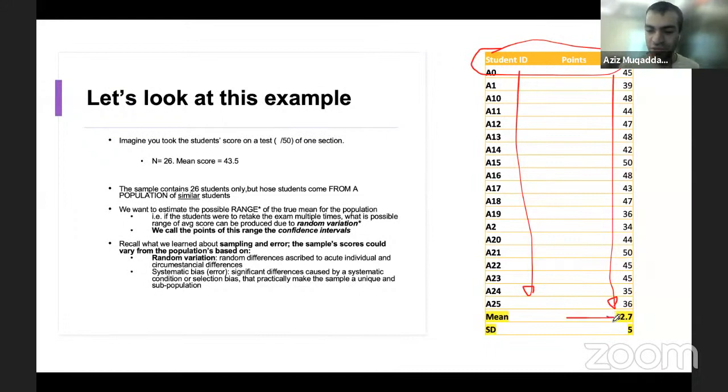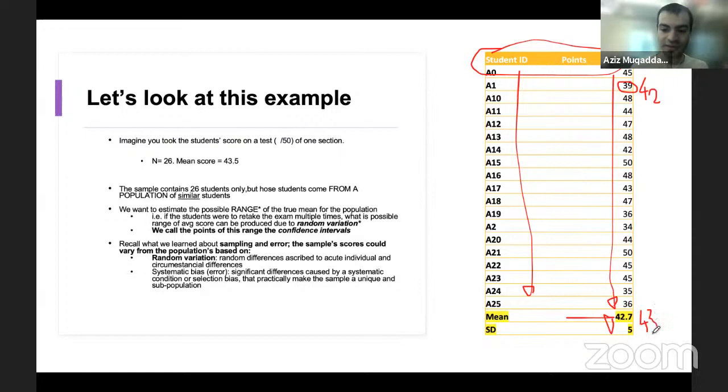But here the mean score is 42.7. Assuming we have the same differences between the students and their clustering, so the standard deviation is the same, what possible mean scores could they have landed on if they took the exam multiple times? Because remember, we said in a previous lecture that if one random change happened to one student, so this person right here got 39, if they ended up with 42, the average here would have been pulled up a little bit.